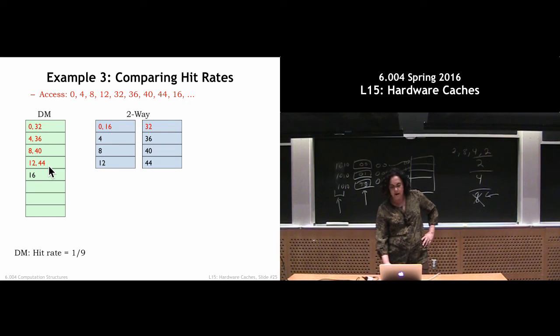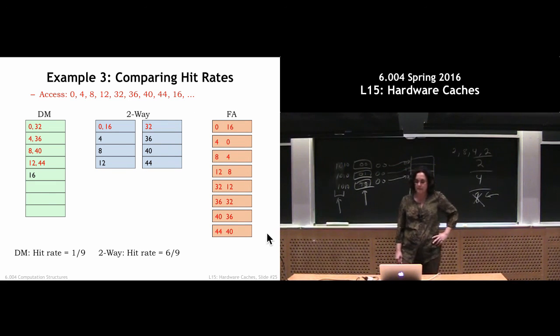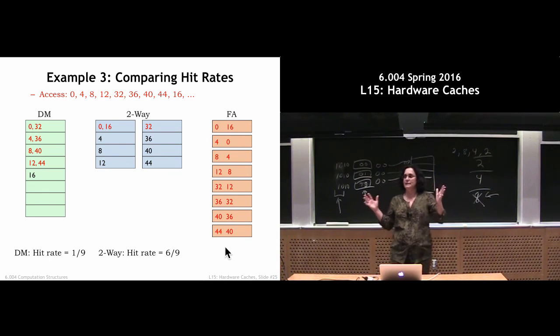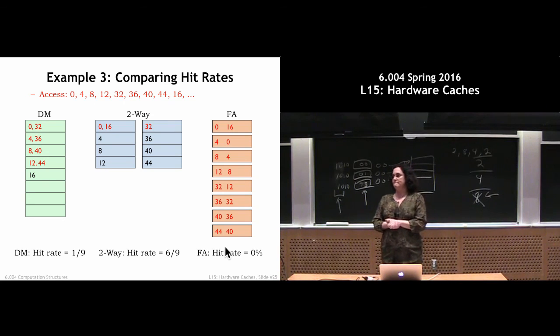And then for our two-way and fully associative caches, things actually look basically the same. In the two-way, the locations 0, 16, and 32 are conflicting with each other, so we have 6 out of 9. In the fully associative, because we're still dealing with 9 different unique numbers, the result is going to be 100% miss rate. Okay?